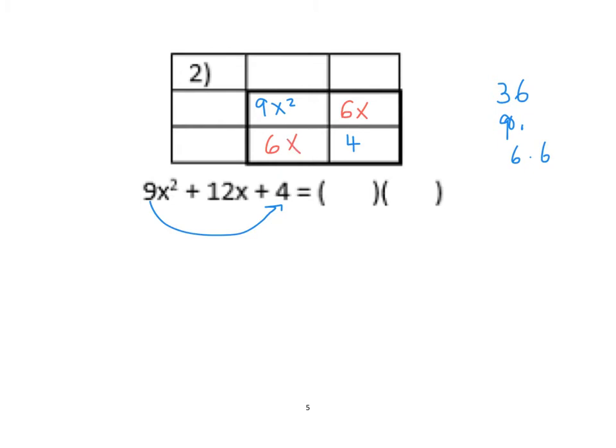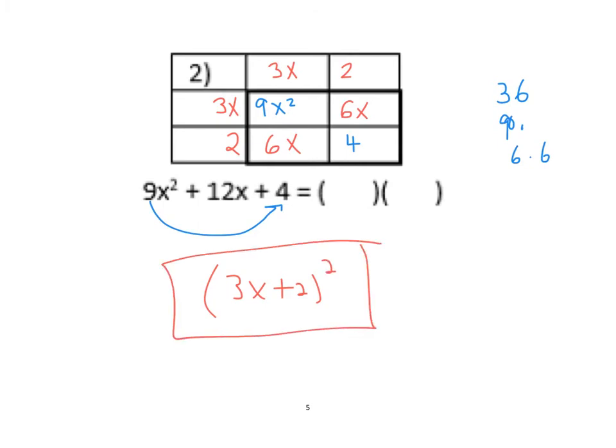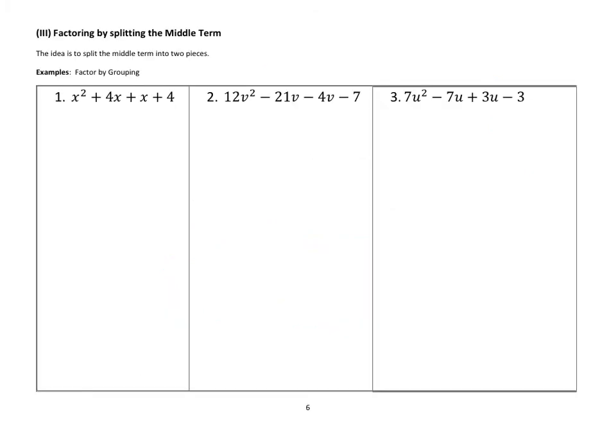So now I factor out 3x, so this is 9x squared, this is 2, and this is what's common here. I need a 2 here, so that 3 times 2, okay, so my factors are 3x plus 2 and 3x plus 2, so I can say 3x plus 2 squared, because there are two of them, they are the same. We go to the next one.